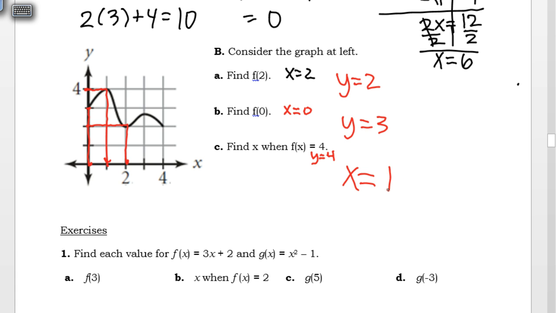X is 1. That's it for the notes of this lesson. It's pretty straightforward. Good luck on the exercises, and please let me know if you have any questions.